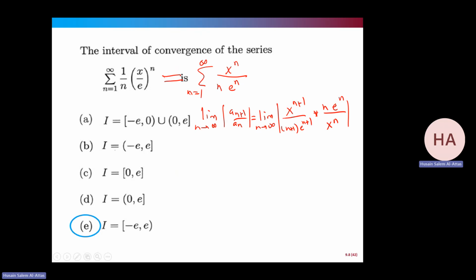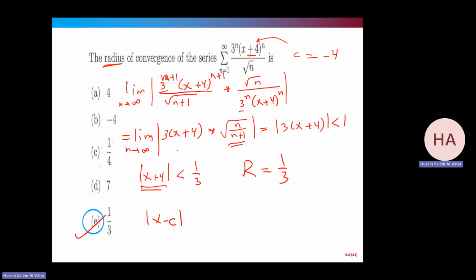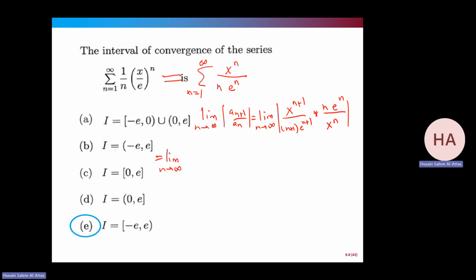I think it's very clear. So that will be the limit as n goes to infinity. Usually I write the limit until the end. So you have what? You have x over e, and I have n over n plus 1. So I have the absolute value of x over e less than 1. So the absolute value of x is less than e. So x is between minus e and e.